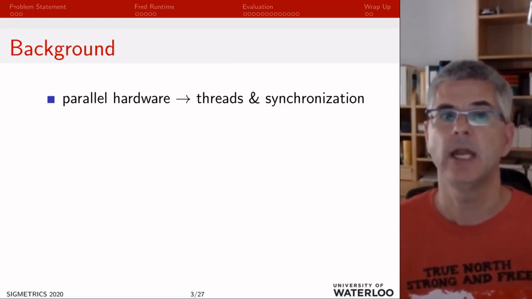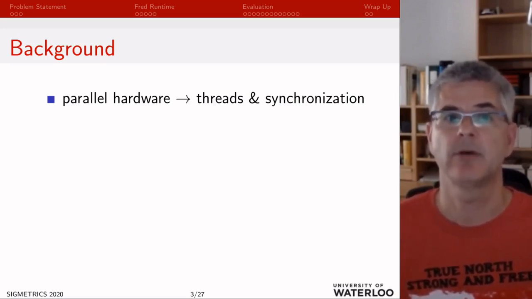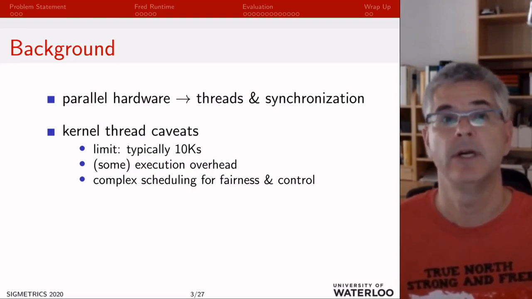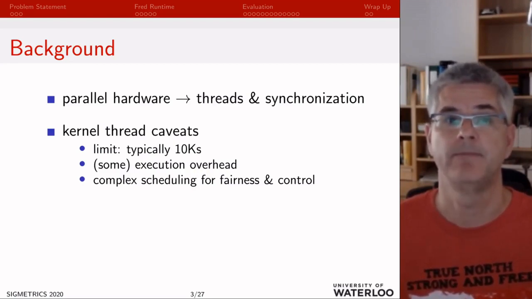However, to utilize more than one core, even event-based applications must run multiple kernel threads and thus also worry about synchronization. In fact, one way of supporting thread per session programming could be kernel threads. The problem is that kernel threads are typically limited to a couple of 10,000s. There are inherent overheads, but most importantly, scheduling is complex.